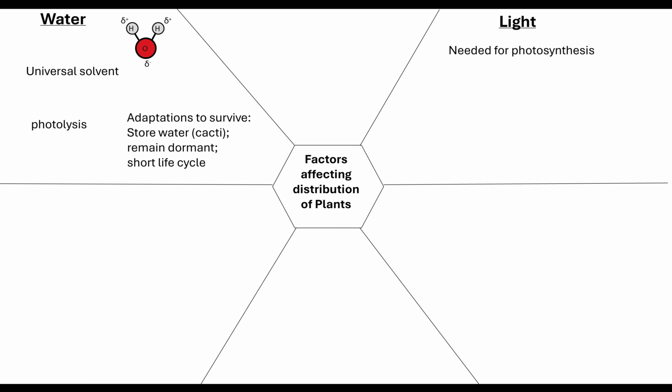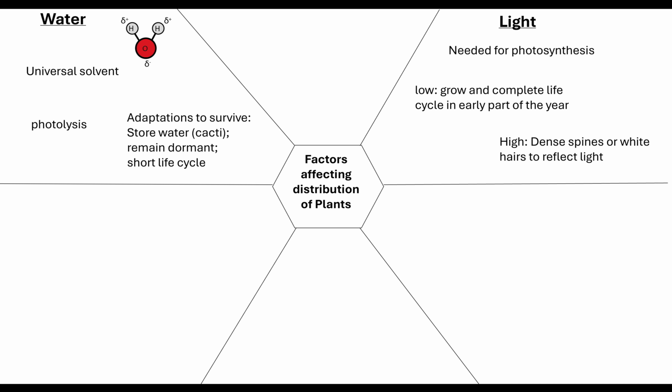Now, light obviously is needed for photosynthesis for the light dependent reaction. And if there's low light levels, the growth and the completion of the life cycle will happen in the early part of the year. If there is a high light intensity, that could result in, again, adaptations where you find plants that have dense spines or white hairs to reflect light. So the factors are going to affect the distribution, but also plants will need to adapt to be able to survive in some of these areas.